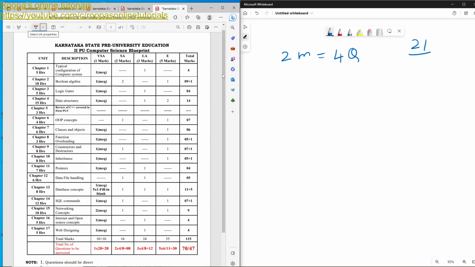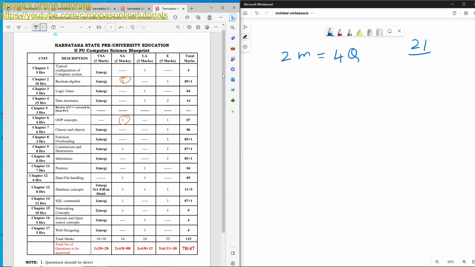For example, if you're good at maths, you can do the Boolean algebra chapter. And OOPS concepts are only definitions: objects, classes. Then they may ask you about the characteristics of OOPS, like abstraction, polymorphism, inheritance, encapsulation, dynamic binding. These are common questions for 2 marks. Constructors and destructors are again quite easy: what is a constructor, what is a destructor, and the syntax of copy constructor. All these are commonly asked for 2 marks.